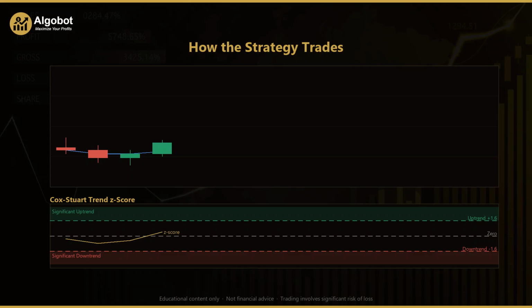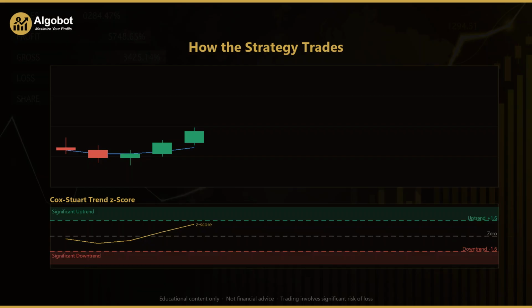Look at the opening candles on the left. Price is drifting sideways to slightly lower, and down in the panel the z-score sits below zero, dipping into negative territory. There's no broad directional edge here. The early and late halves of the window roughly cancel out, so the test reports no trend, and the EA simply waits. Then the character of the market changes.